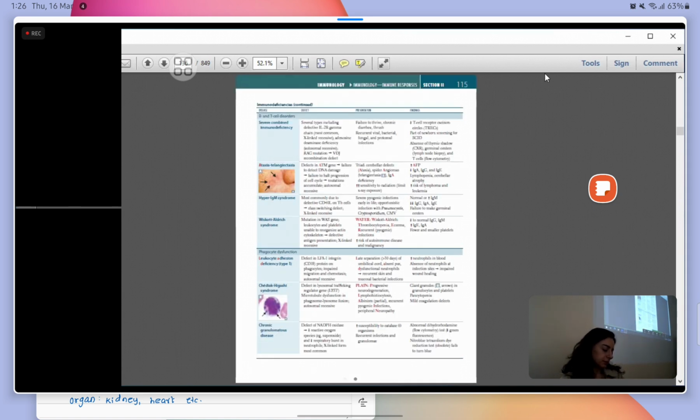In T and B cell disorders, the first one is severe combined immunodeficiency. Severe combined immunodeficiency has many causes. We have different types of severe combined immunodeficiency: autosomal recessive form, X-linked recessive form, and others. The most common type is X-linked recessive type, in which we have a defect in the interleukin-2 receptor.